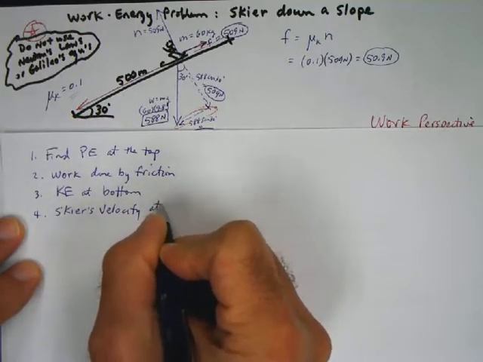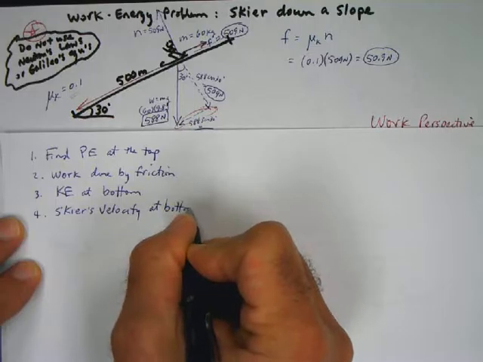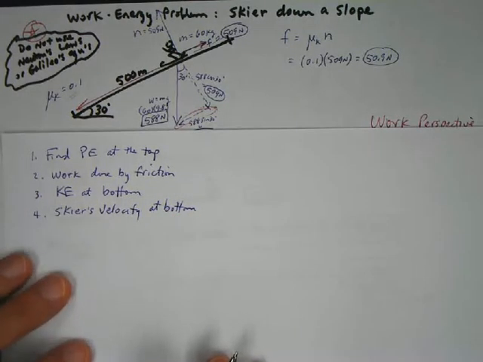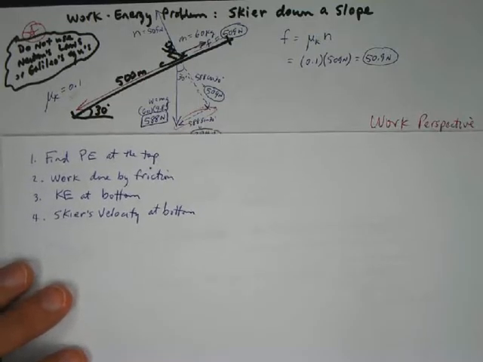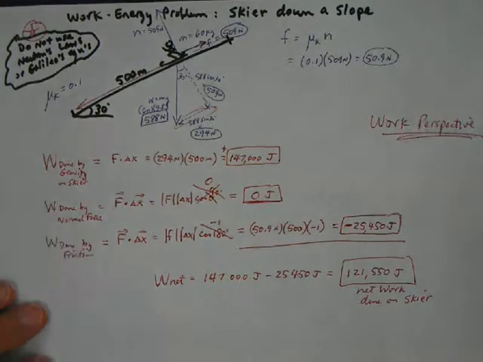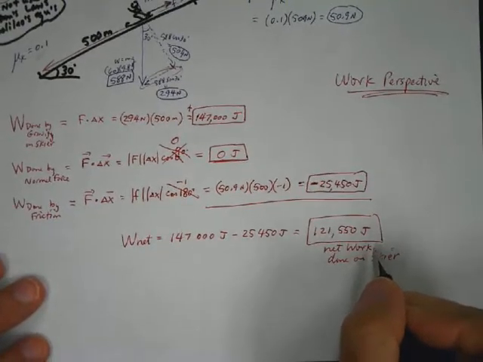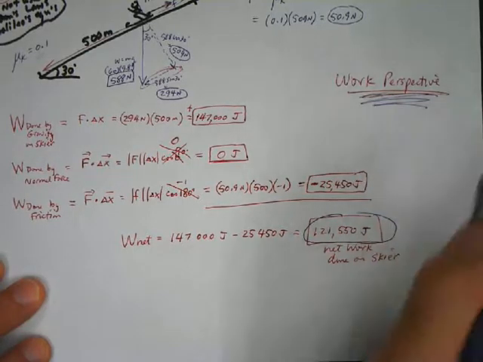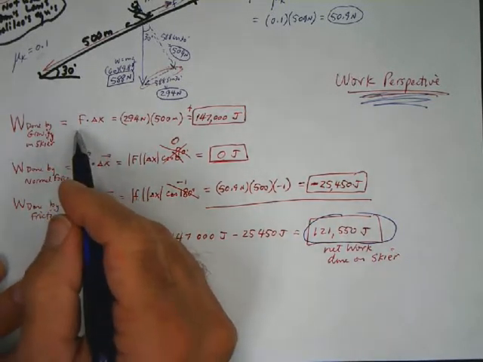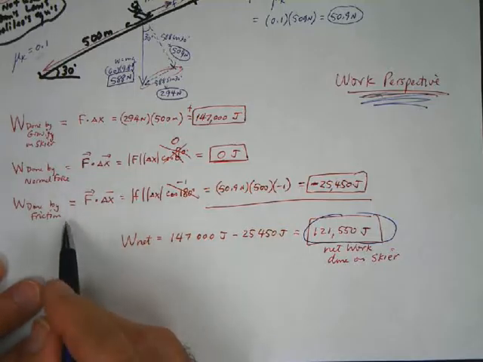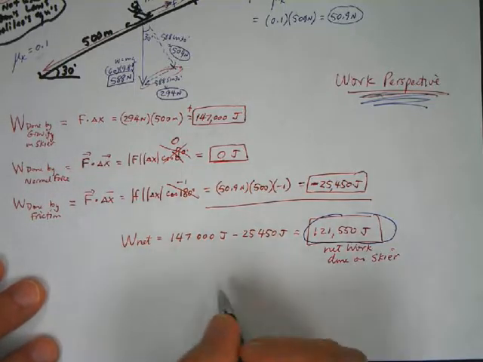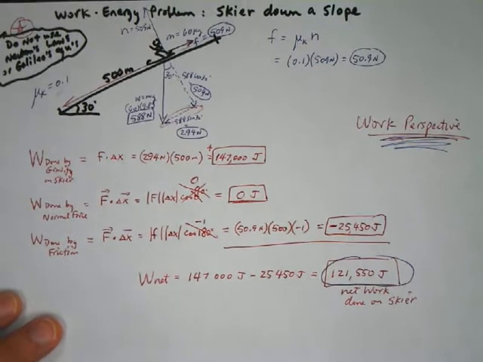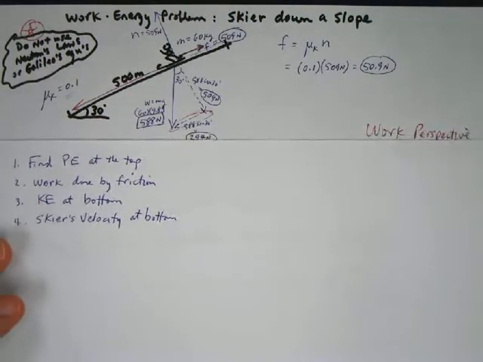All right. Now we've already found the net work done by the skier by using the work perspective idea. We found the work done by gravity, we found the work done by the normal force, we found the work done by friction, we added them all up and we got the net work. We'll keep that in mind for later. Okay. For now though, let's look at the law of conservation of energy. Well, first of all, let's address question number 1.